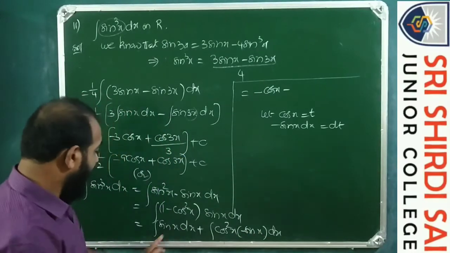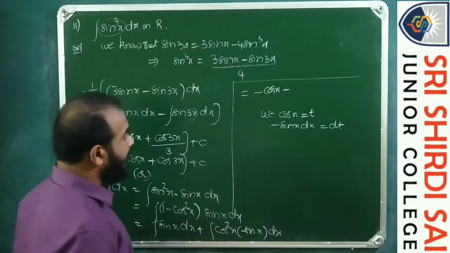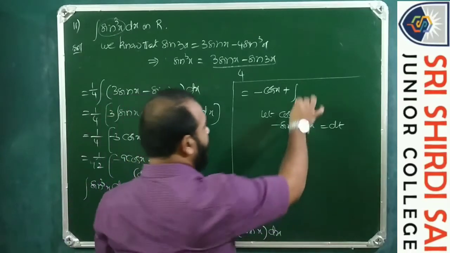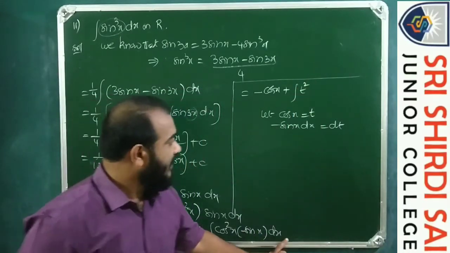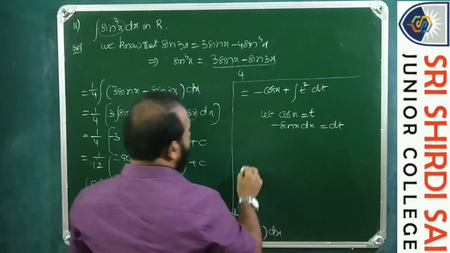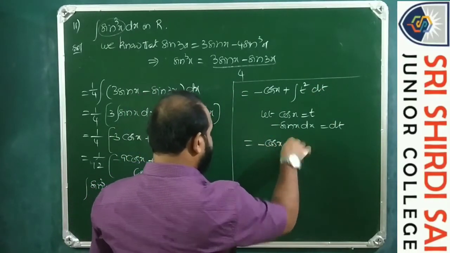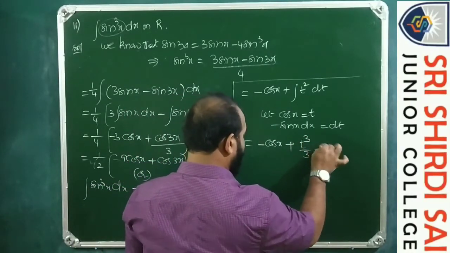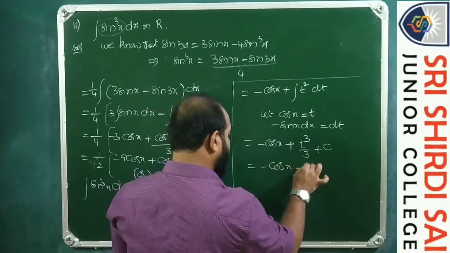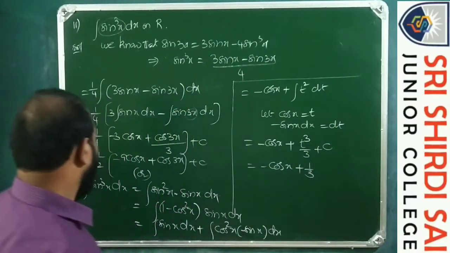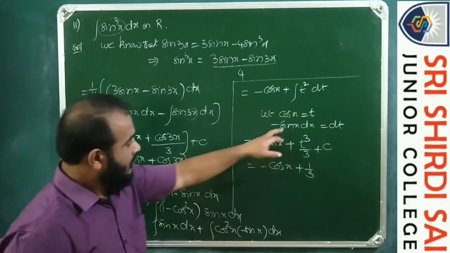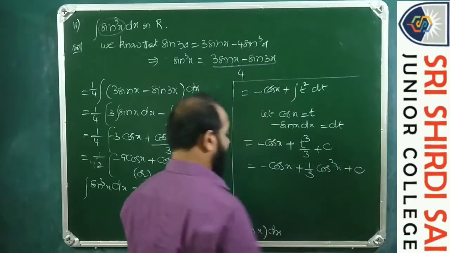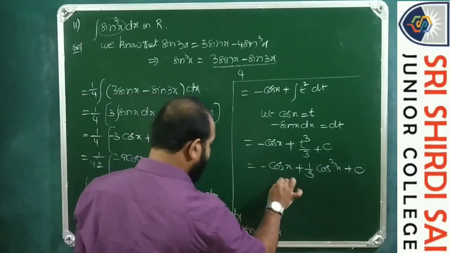So this is equal to integral sin x dx is minus cos x, that we know, plus integral, cos x we have treated to be t. So t square, minus sin x dx is dt. So this is equal to minus cos x plus integral t square dt is t cube by 3. So t cube by 3 plus c: minus cos x plus 1 by 3, where t here is what we have taken earlier, so cos cube x plus c.